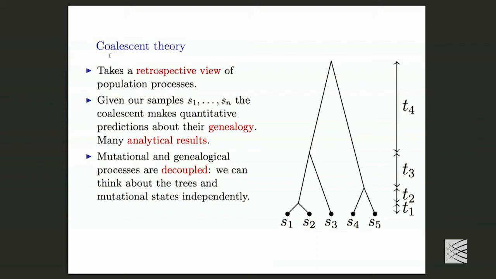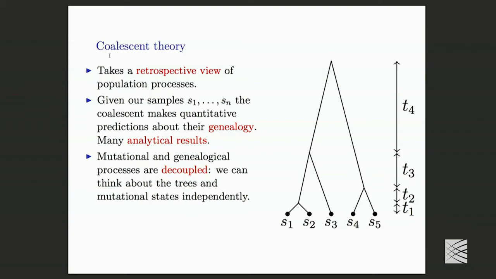The core idea of the coalescent is a genealogical tree. So we've got an example of a coalescent tree here. We have our samples S1 and S2, which coalesce to their most recent common ancestor at time T1, and then furthermore, their common ancestor coalesces with S3 to form the common ancestor of S1, S2, and S3, and so on.